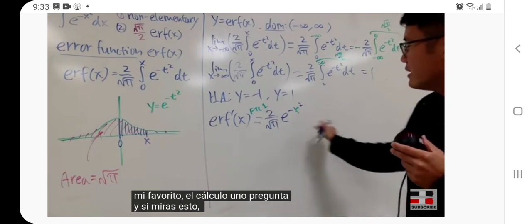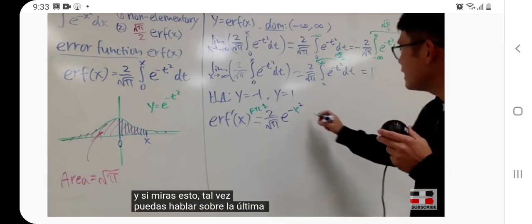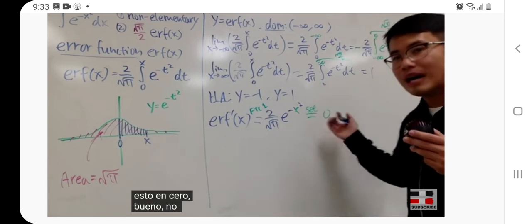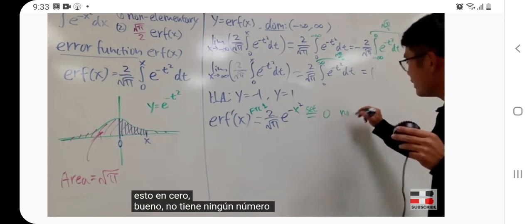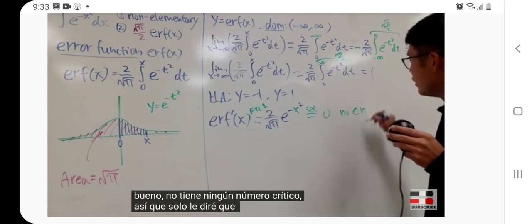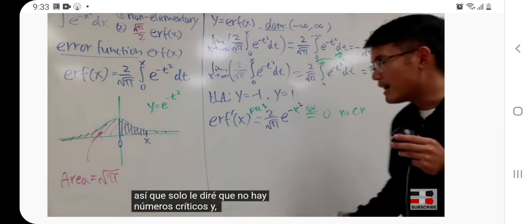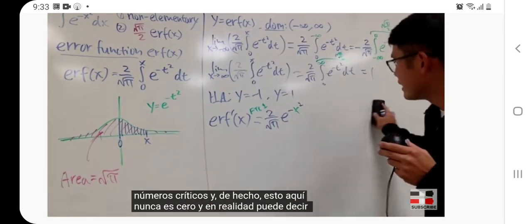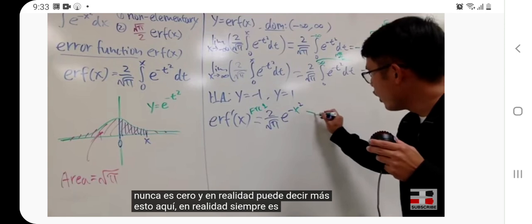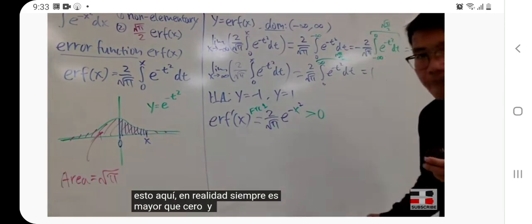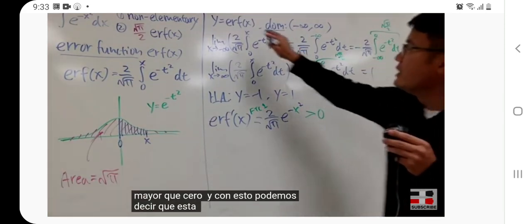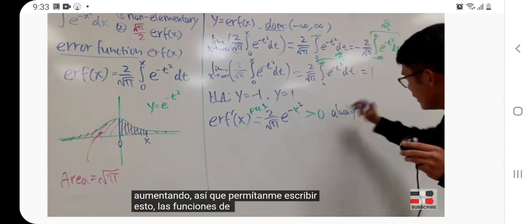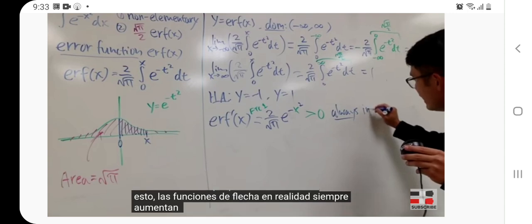And if you look at this, and perhaps you can do what we did last time, if you set this to be 0, well, you don't have any critical numbers. So I'll just tell you, no critical numbers. In fact, this right here is never 0. And you can actually say more. This right here is always greater than 0. And with this, we can say that this function is always increasing. So let me just write this down. The error function is actually always increasing.